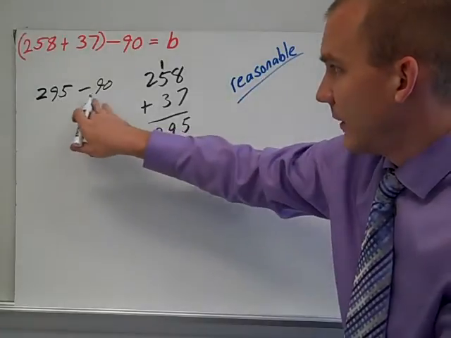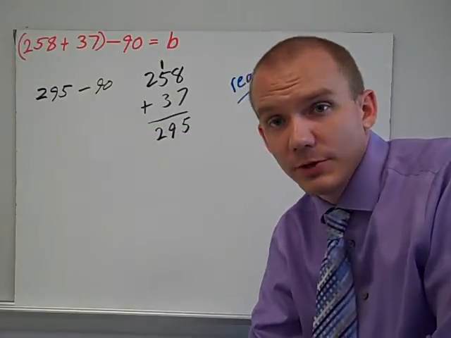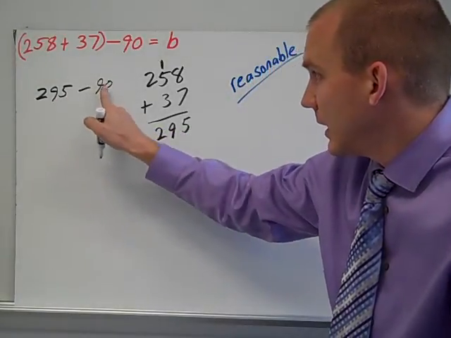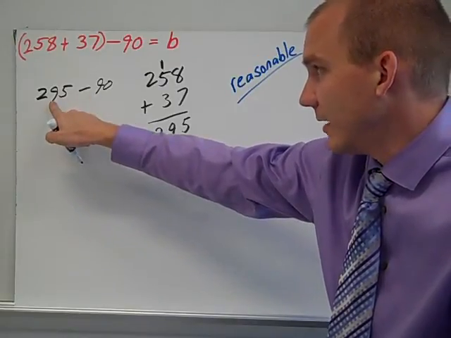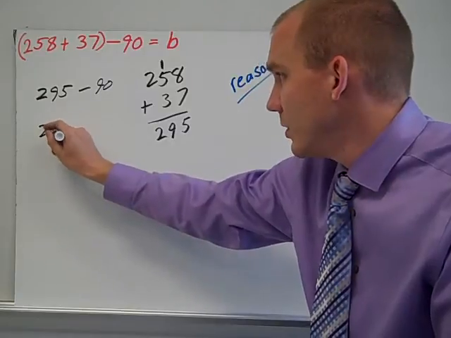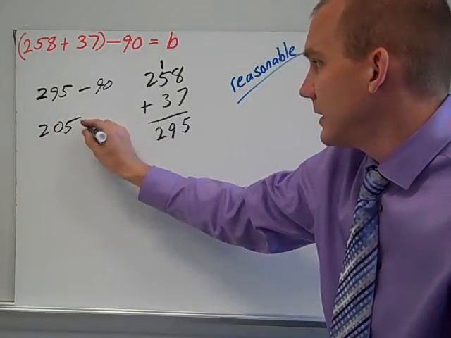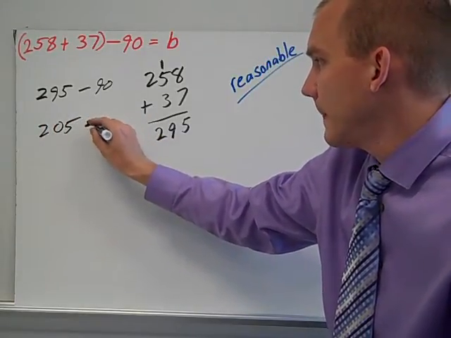Now this next step is a problem you should be able to do in your head. Because if you look, 295 minus 90, well, it's just 9 tens. So that's all I have. So 205 is going to equal B.